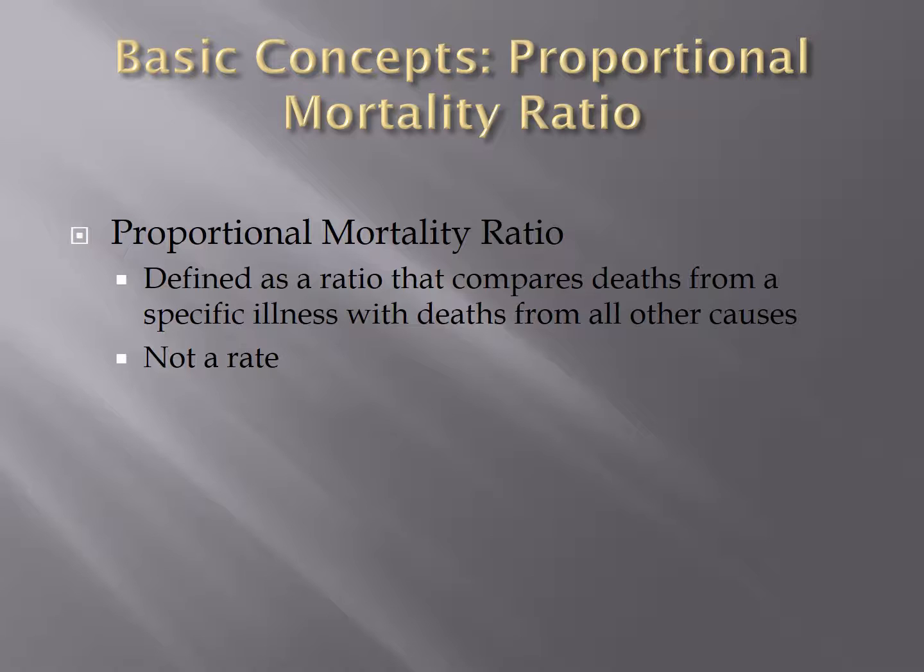An example of a ratio, or a basic concept, is the proportional mortality ratio. It is defined as a ratio that compares deaths from a specific illness with deaths from all other causes. You can read more about this on page 122 of your Harkness and DeMarco textbook. This is not considered a rate of death.